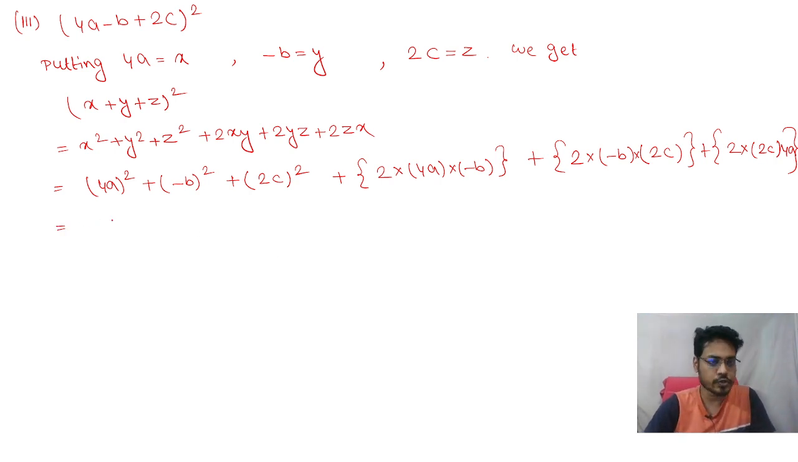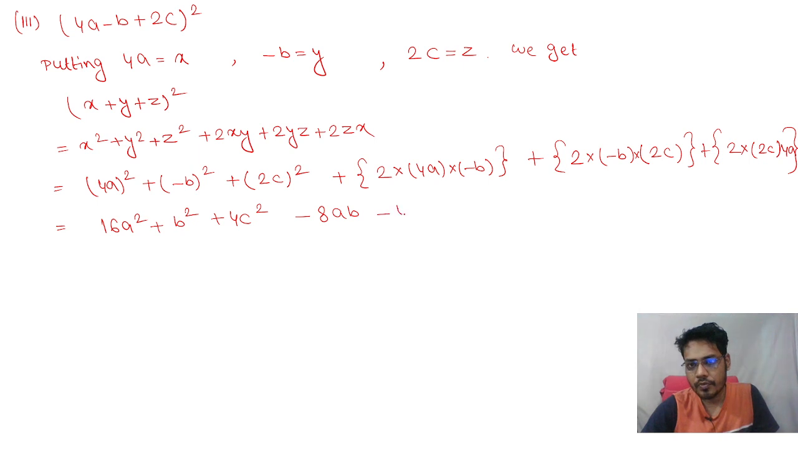Here 4a whole square means 16a square, plus minus b whole square, that is b square, plus 2c whole square, that is 4c square, minus 8ab, minus 4bc, plus 16ac. That will be the square of 4a minus b plus 2c its whole square. It will be equal to 16a square plus b square plus 4c square minus 8ab minus 4bc plus 16ac.